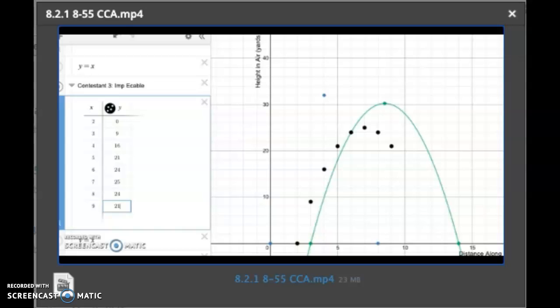Okay, so there is Impeccable's graph, and it's a parabola, right? So it's going to be symmetric. The line of symmetry will be right there through that vertex, the highest point on the graph.